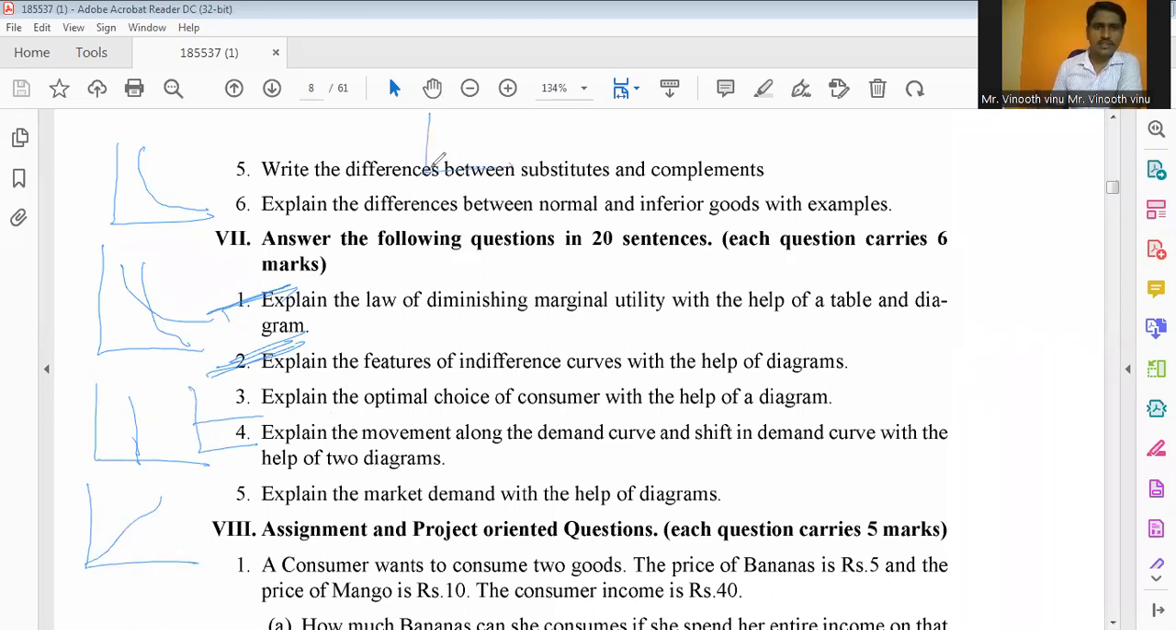Indifference curves cannot be parallel to each other. An indifference curve is convex. It is not concave. Okay. An indifference curve has no bulge.